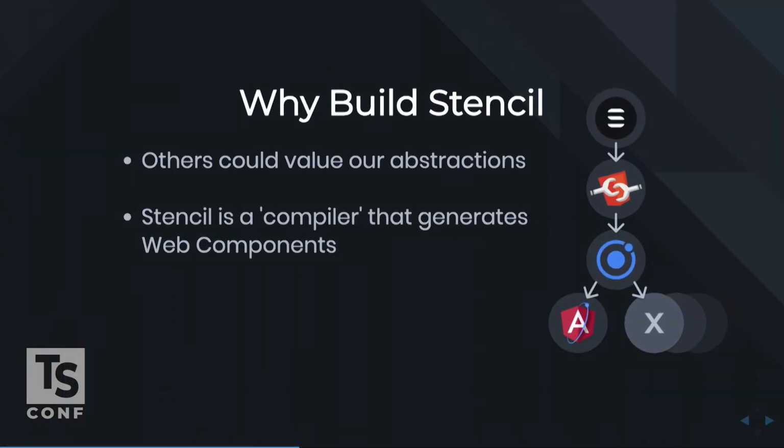Stencil is a compiler that generates web components. And this diagram shows you how we think about it. Stencil sits at the top. It creates web components. Those web components are used in Ionic, and then Ionic can be used with Angular or Vue or React or on a website somewhere.